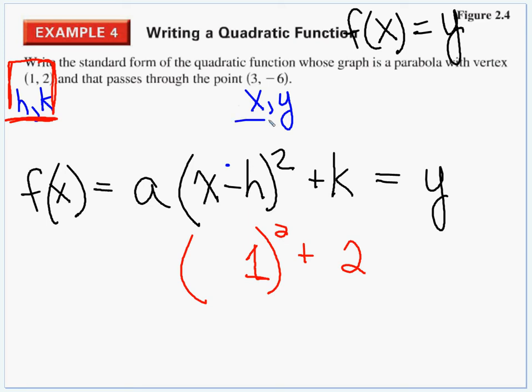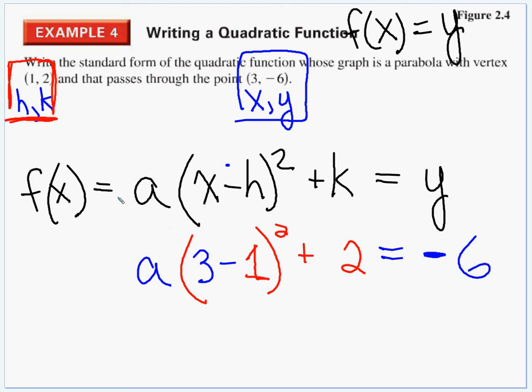Now we've got a point here, x, y, 3, -6. So I can take out this x and make that a 3. So this becomes 3 minus 1 in the parenthesis. Don't forget we still got an a out here. And our y value is -6, so we can set this equal to -6. So when we took our standard equation and we plugged in the h and the k and the x and the y, notice the only thing we have left, this a value. So when we solve this, that's what we're solving for, a.